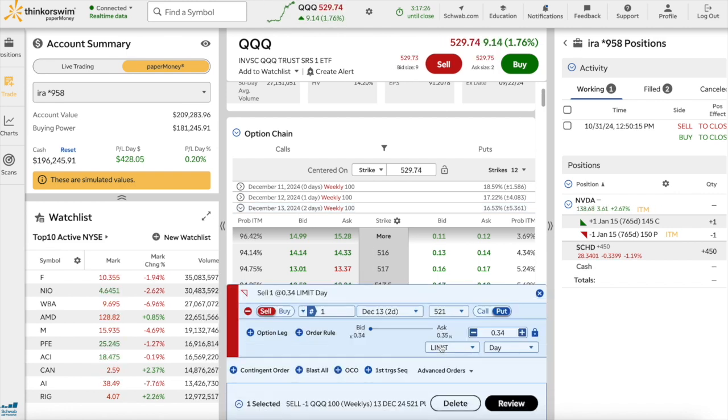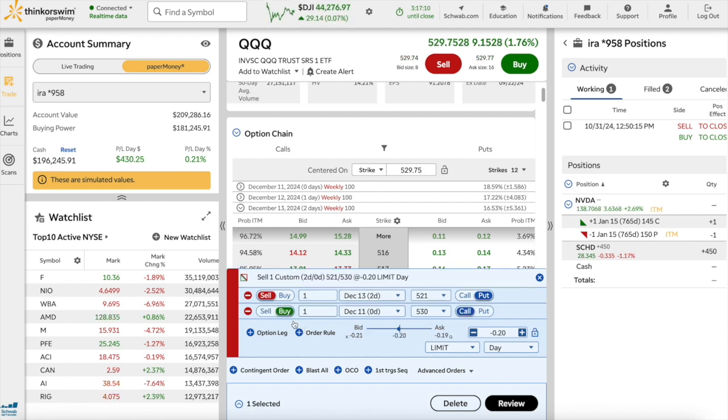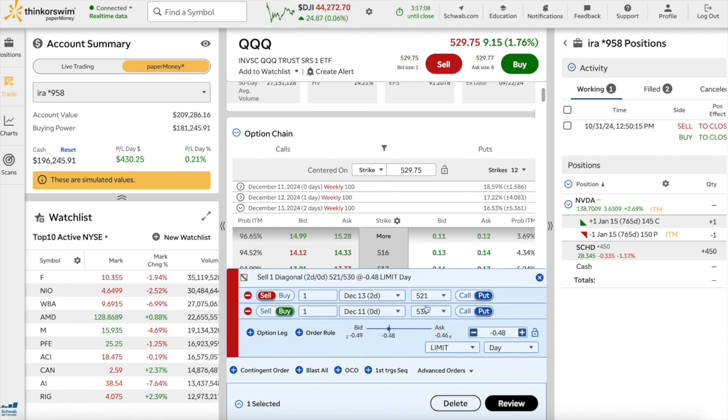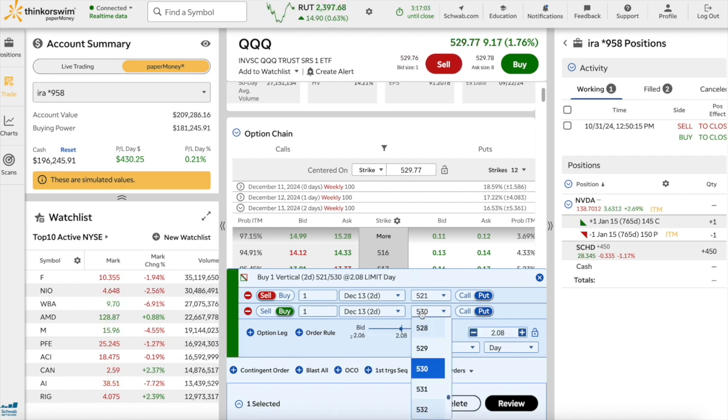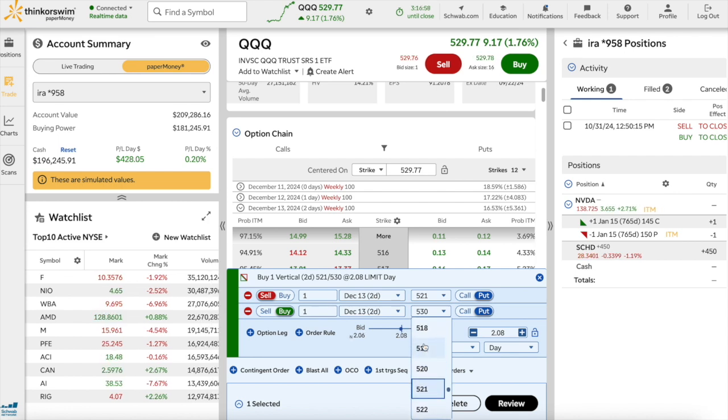Sell to open with a strike price of $521 and a bid of 34, and then buy a protective put with the same expiration day and a strike $2 below.